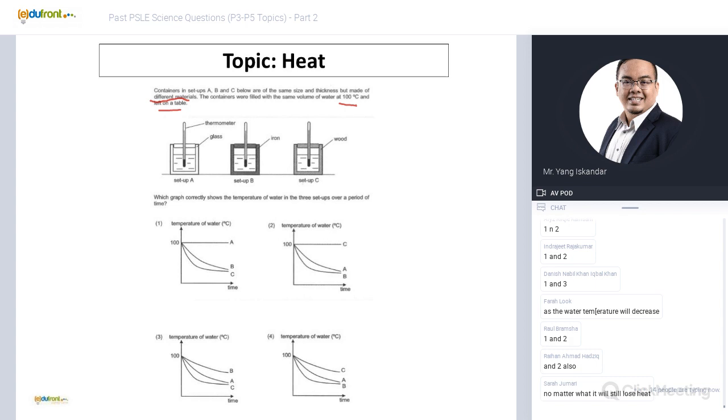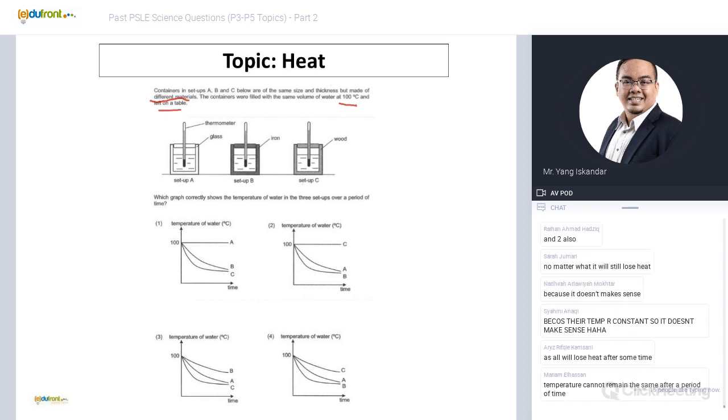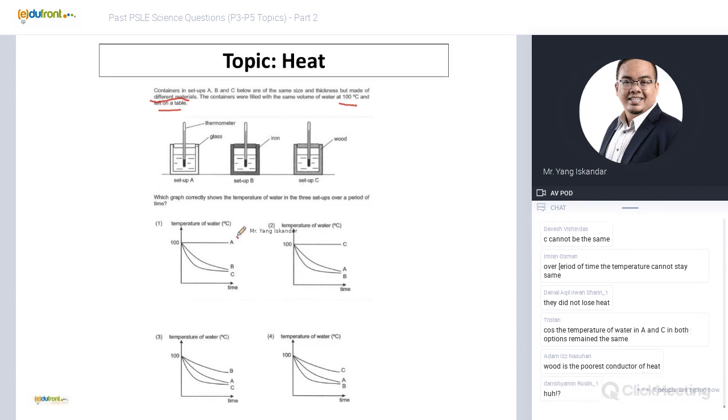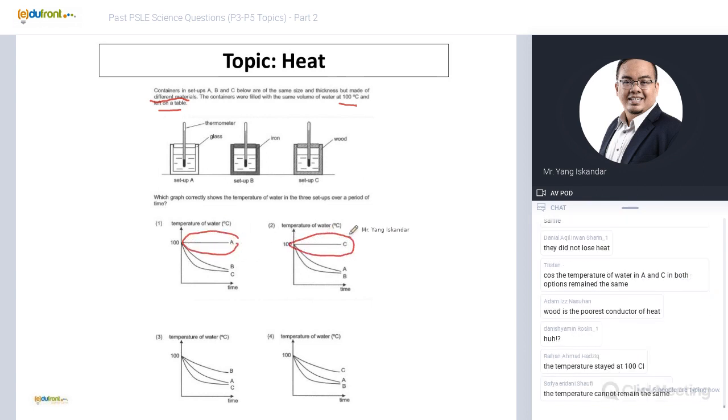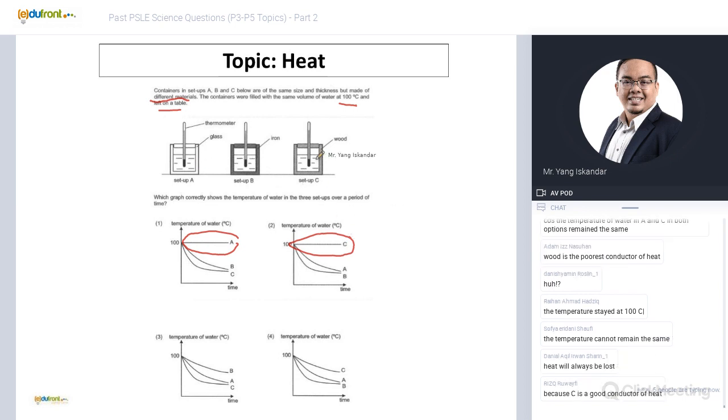Anybody can tell me? Can share with us? Okay, Sarah says no matter what, you will lose it. Okay, very good answer. Sarah, I think I know what you're trying to say. If you take a look at option 1 and 2, A and C, A is the water in setup A and C is the water in setup C.